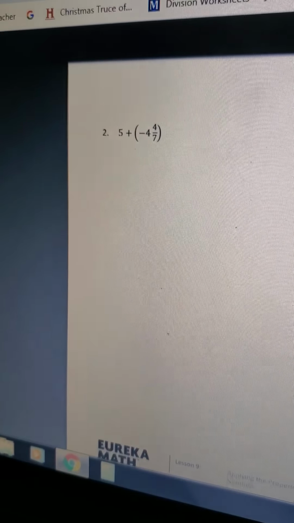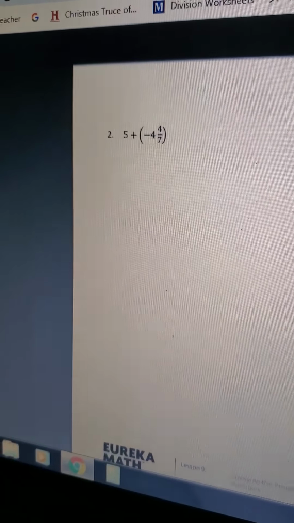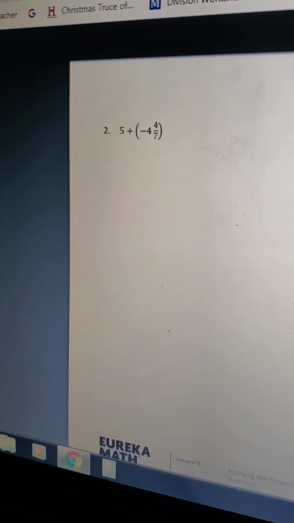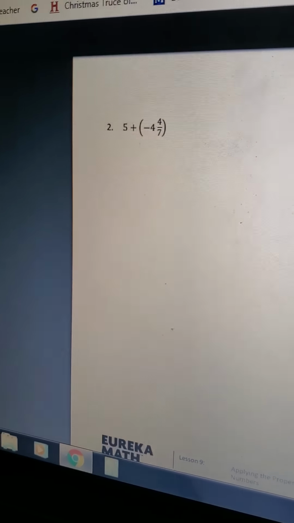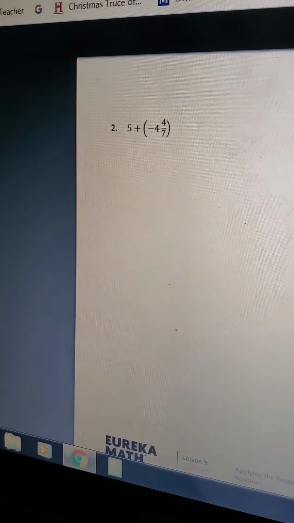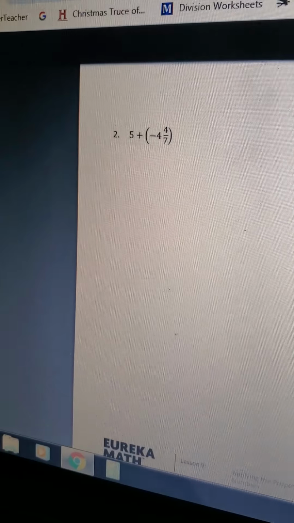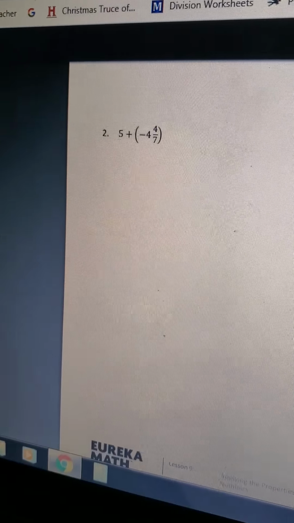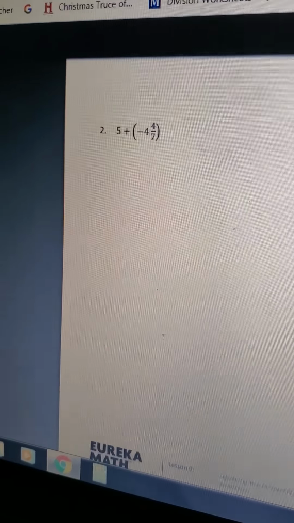But which one is larger? Which one is farther from 0? Is 5 farther than negative 4 and 4/7? The answer is no, 5 is further. 5 is the larger number. So 5 should be at the top of your subtraction problem, and 4 and 4/7 should be at the bottom. It also tells you this answer is going to be positive. 5 is greater than 4 and 4/7, so the answer is going to be positive.